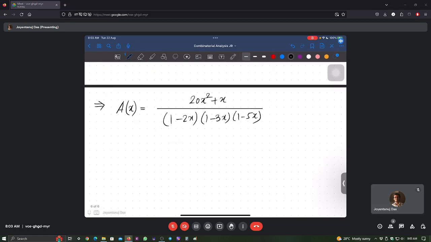So now you have to actually find a series type of thing, right? So how to do from here? Do you know partial fractions?